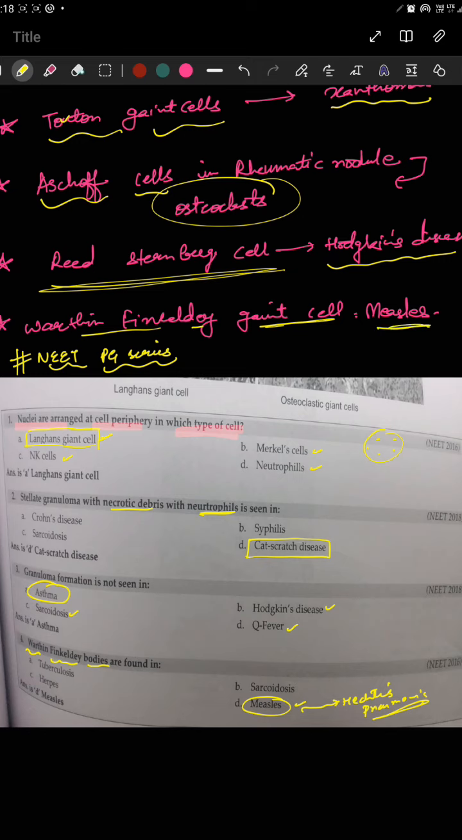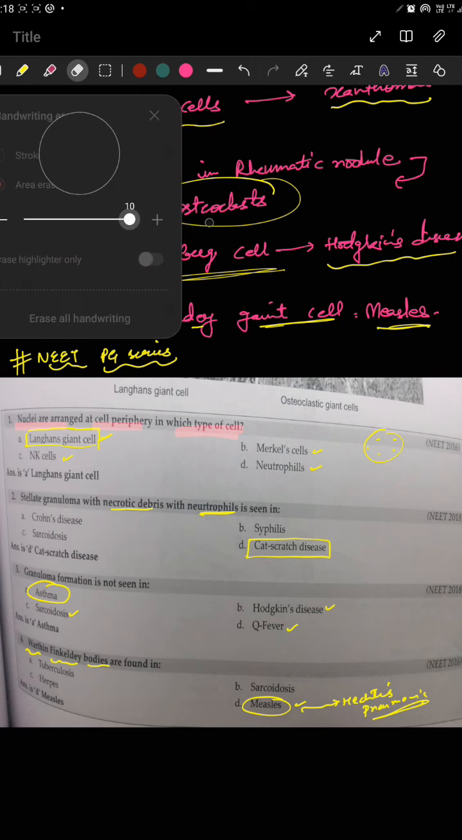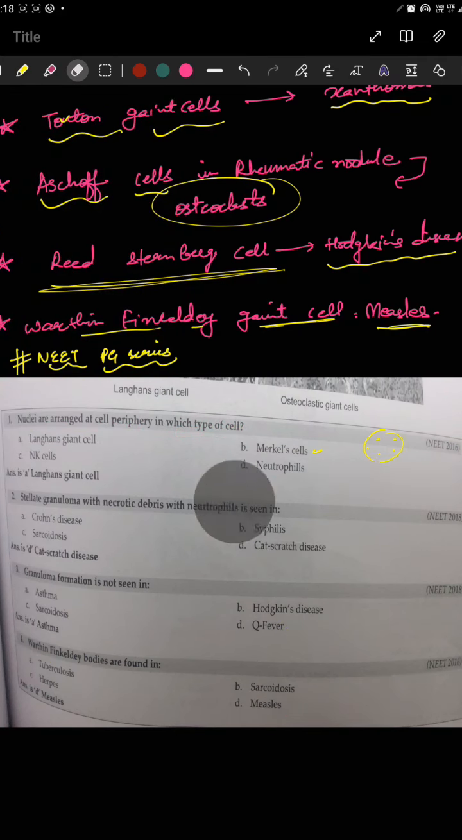So let's have a discussion on the PYQ questions that were asked previously. The first thing: the nuclei are arranged at the periphery in which type of cells? We have already discussed, this is Langhans giant cells. Stellate granulomas with necrotic debris and neutrophils are seen in cat scratch disease.